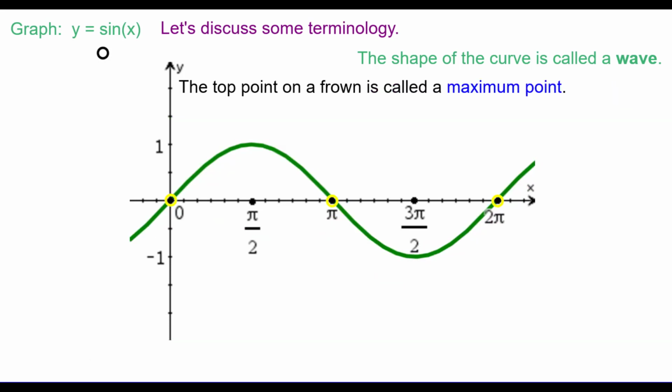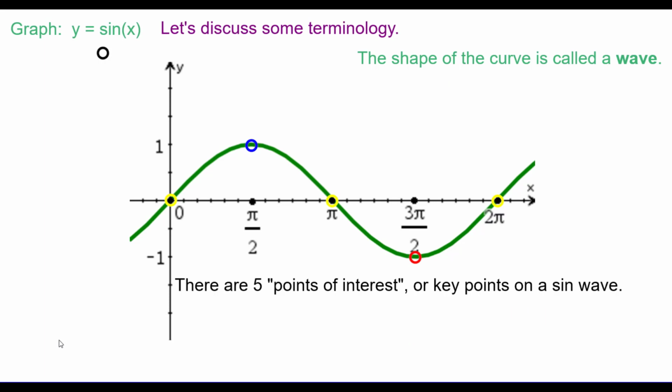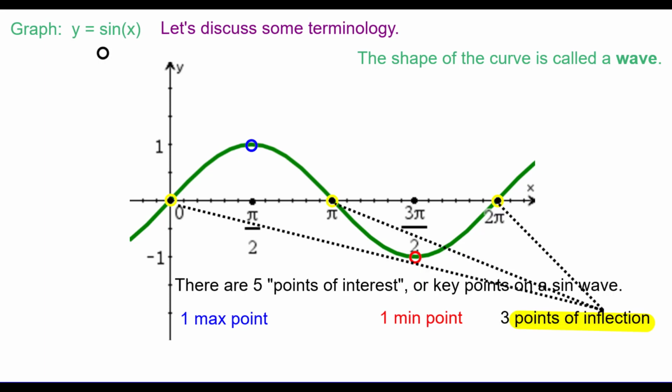The top point of a frown is called a maximum point, which occurs here at (pi over 2, 1). The bottom point on a smile is called a minimum point at (3 pi over 2, -1). Pause as needed. Resume when you're ready. So there are 5 points of interest, or key points, on a sine wave. There's a max point, a minimum point, and 3 points of inflection.